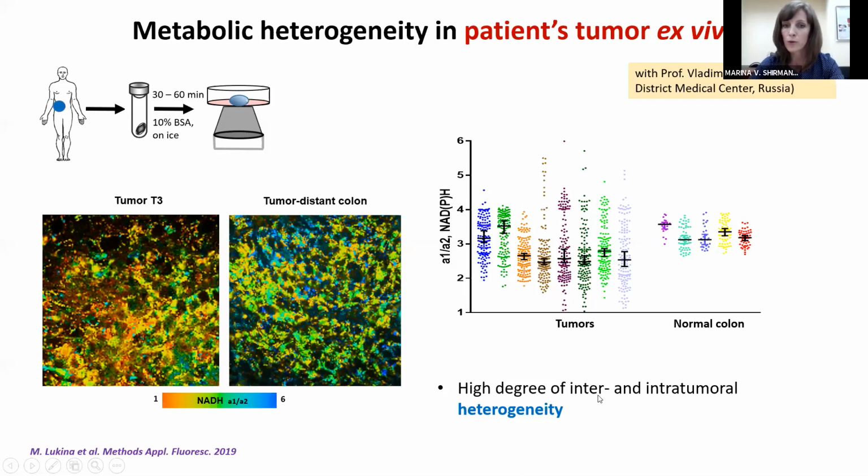So we observed a high degree of intratumoral heterogeneity, and we think that such heterogeneity can be considered maybe one of the mechanisms that underlie resistance of cancer to therapies, because cancer cells with different metabolic properties can respond differently to the treatment.